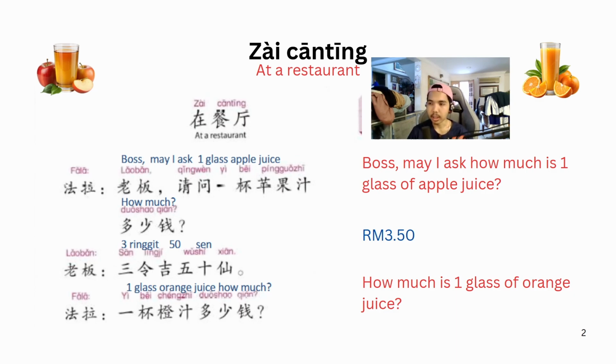translates to Laupan. So in the first dialogue, Farah says, 老板，请问一杯冰果汁多少钱? Which translates to, boss, may I ask how much is one glass of apple juice? And then the boss says, 3.50, which is 3 ringgit and 50 cents. And then Farah asks again, 一杯青汁多少钱? Which translates to how much is one glass of orange juice.